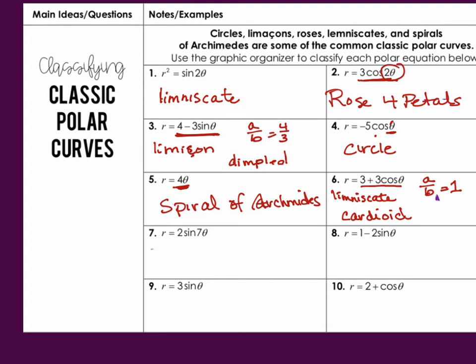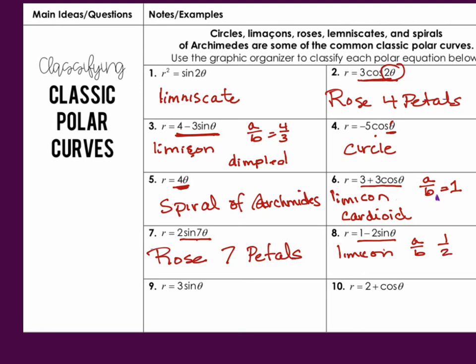Next one, we have 2 sine 7 theta, so this looks like a rose. It has an odd number for the angle, so that would be 7 petals. This looks like a lemniscate. I messed up. This is not a lemniscate, it's a limaçon. And the same thing, I keep saying lemniscate and there's no r squared there. So this is a limaçon. And A over B is 1 over 2. So this would have an inner loop.